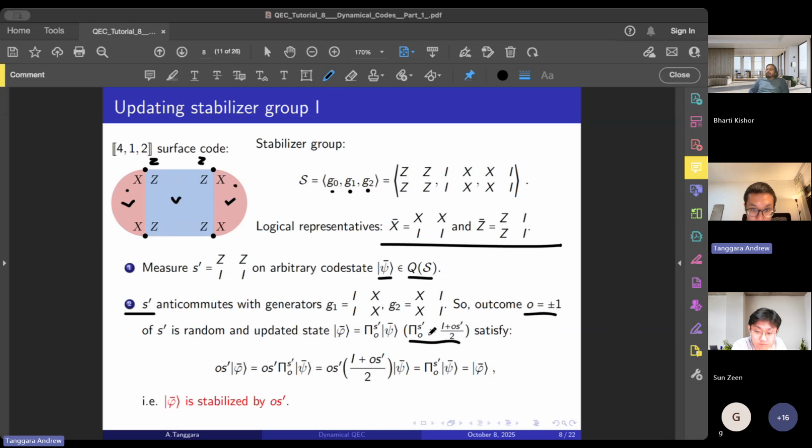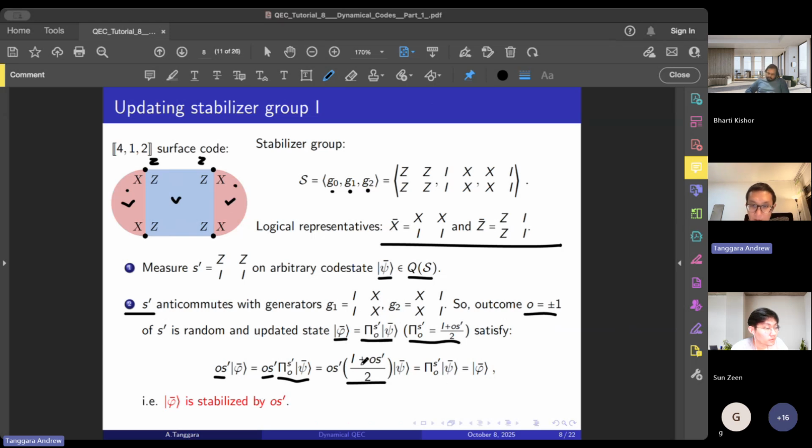And okay, so what's going to happen here? So this is my new state, this phi bar. Then what happens if I apply this OS prime, where O is just +/-1, to this new state phi bar? So that's just the definition of this phi bar, remember, like this guy. And this is the definition of the projector.